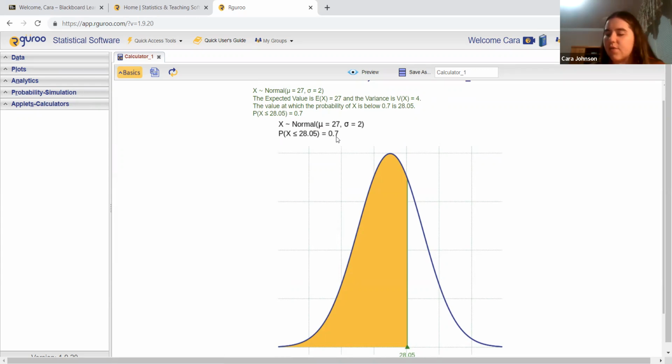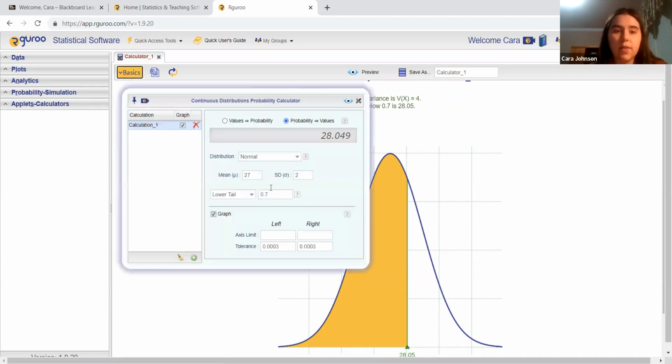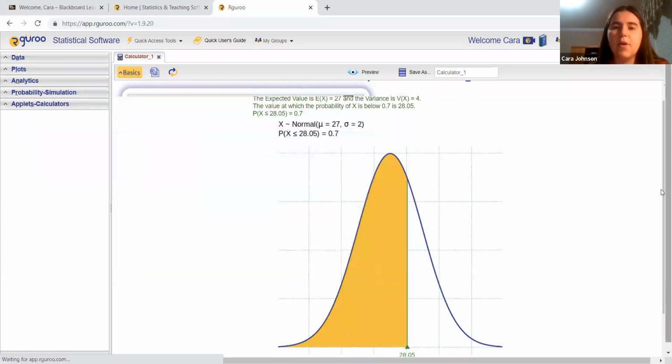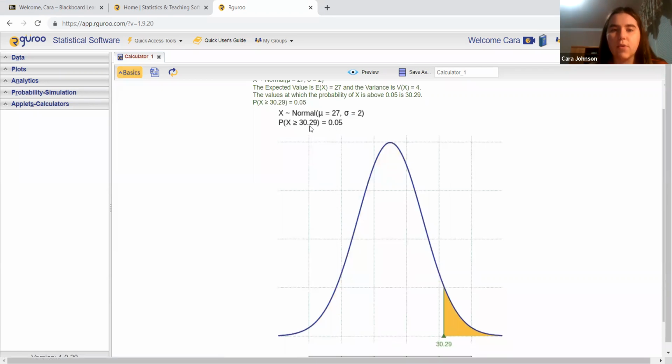So the next question asks for the minimum age that will be in the top 5% of the ages on the team. So that means that we have 5% of the data above our data value. So this time we're going to have an upper tail with a probability of 0.05. Hit the eyeball. Our data value is 30.29.